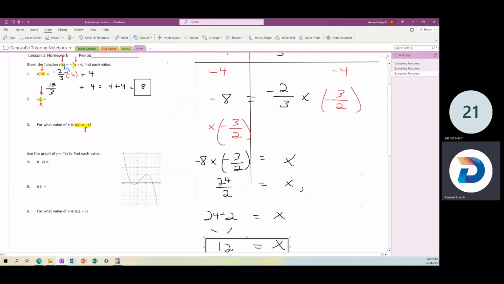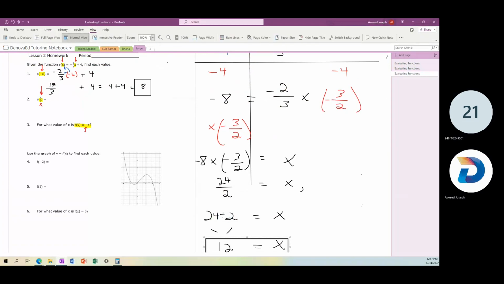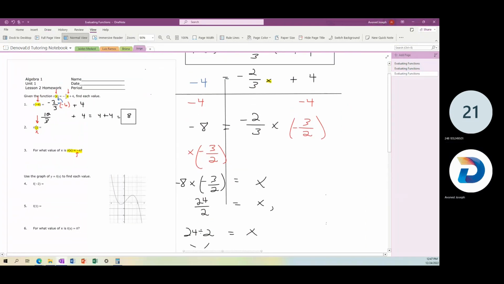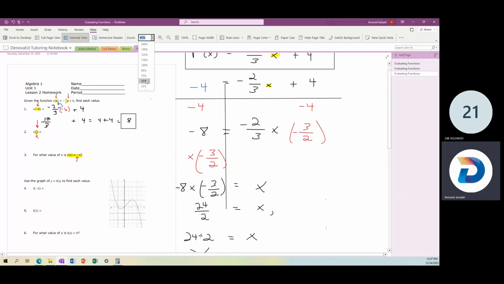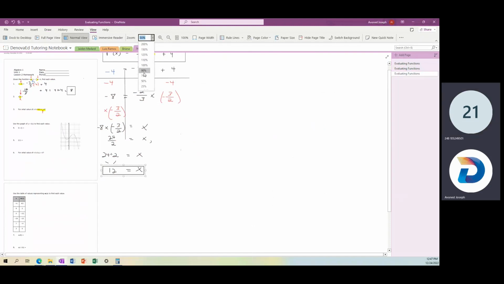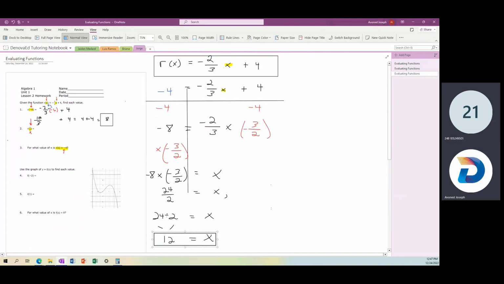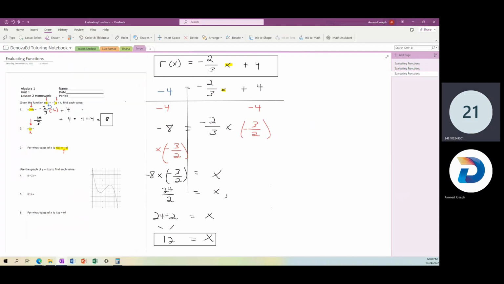+12 is now equal to x. I'm going to let you take a screenshot of this so you can see it better. So we know that 2 was what? You said 2 was 11/3. This one is 11/3, and x is equal to 12.